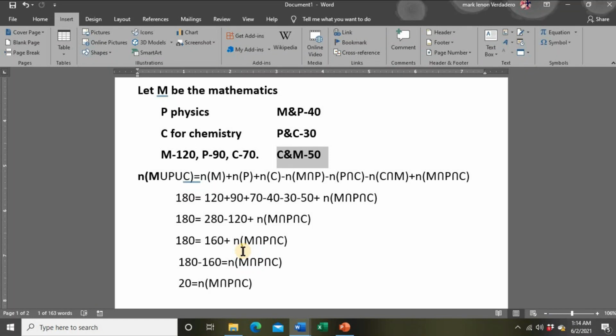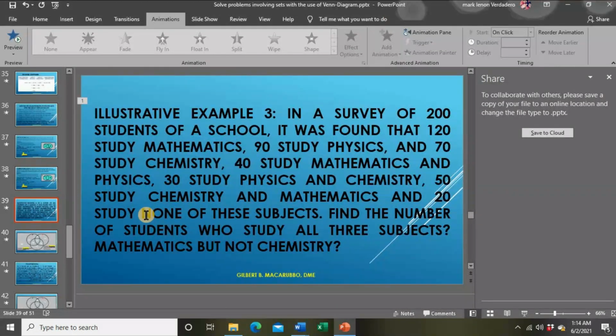How can we get those unknowns? Okay, so using this intersection, let us go back to the PowerPoint.